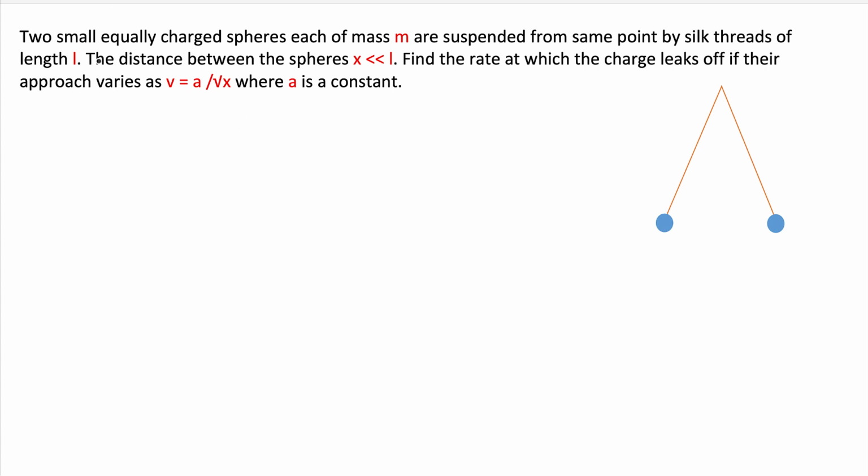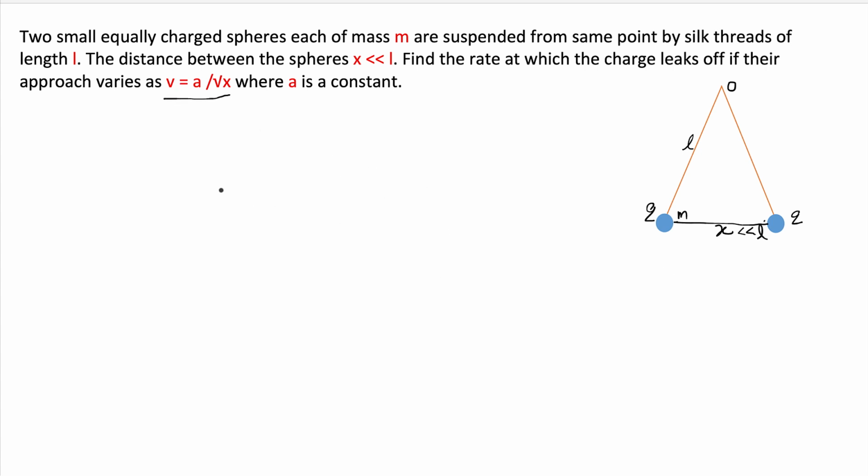So here we have two equally charged spheres. Let's say the charges are Q and mass M, and they are suspended from a point, let's say O, by silk threads of length L. So this length is L, and the distance between the spheres is x. It is also given that x is very small compared to the length of the thread. Find the rate at which the charge leaks off if their approach velocity varies as the given equation.